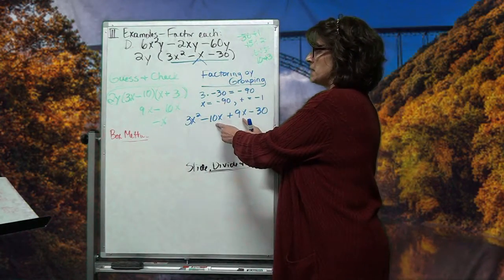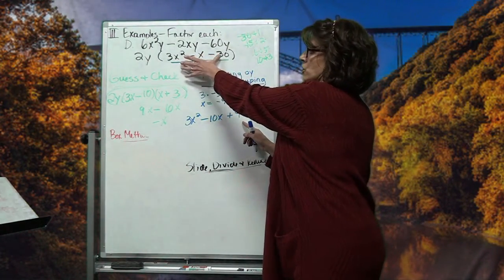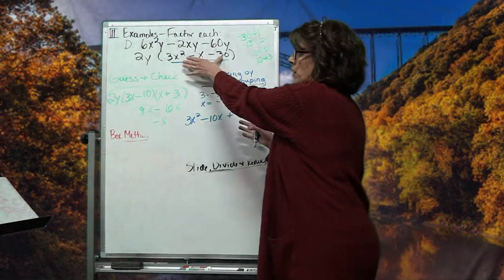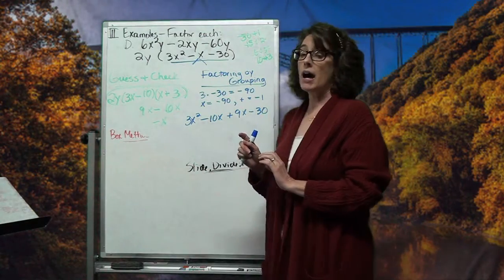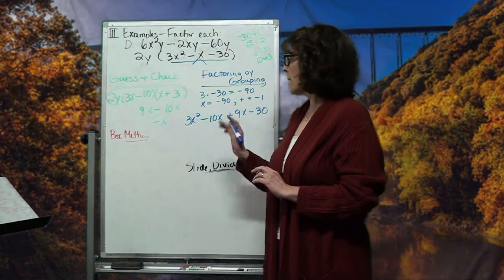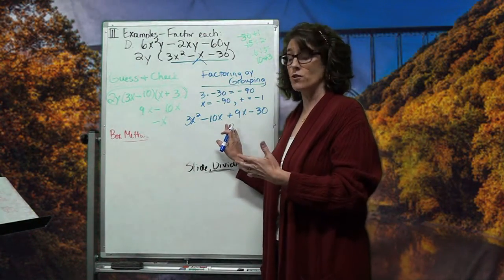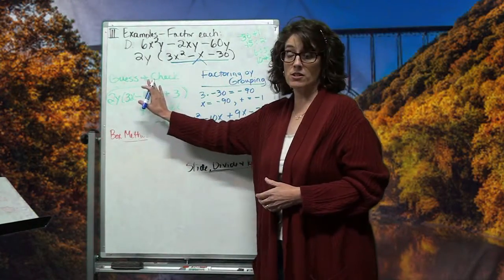Because negative 10x plus 9x is negative 1x, so I'm not changing this trinomial. I'm changing how it looks, but this has the same value as that trinomial. I don't want to change the value, just what it looks like, because this look is easier to factor. That was a little exhausting.